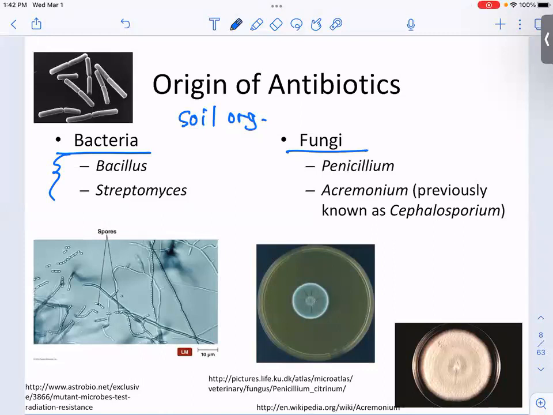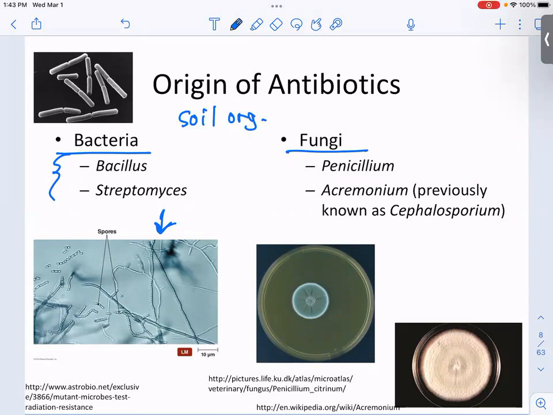Bacillus, this one that we've used in the lab a little bit, is a soil organism. Streptomyces, that's another one that we haven't used in lab, but it's kind of an interesting organism because it grows, this is Streptomyces down here, it grows in these long filaments and it makes reproductive spores. Well, it kind of acts like a fungi, but they're prokaryotic cells. So it's actually a bacteria.